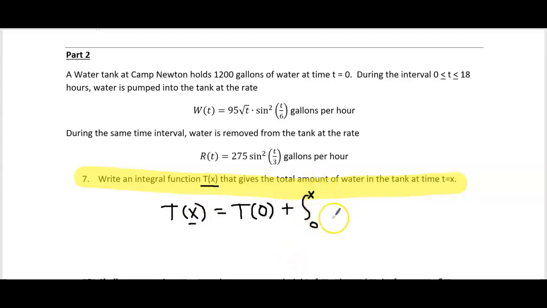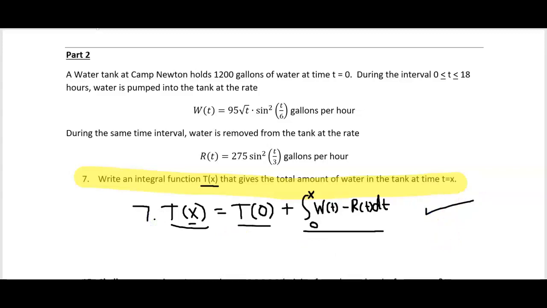And this is where it's different from part 1. Part 1 just had one function here. It was just the velocity. But on part 2, we're doing a rate in and rate out. So we actually have two velocities working against each other. We have the rate in function, which comes first, minus the rate out function, which comes second. But it still tells us, ultimately in the end, the same thing. The final amount of water in the tank is equal to the starting amount plus the net change in the amount of water in the tank at any given time. And so that's the answer to number 7.